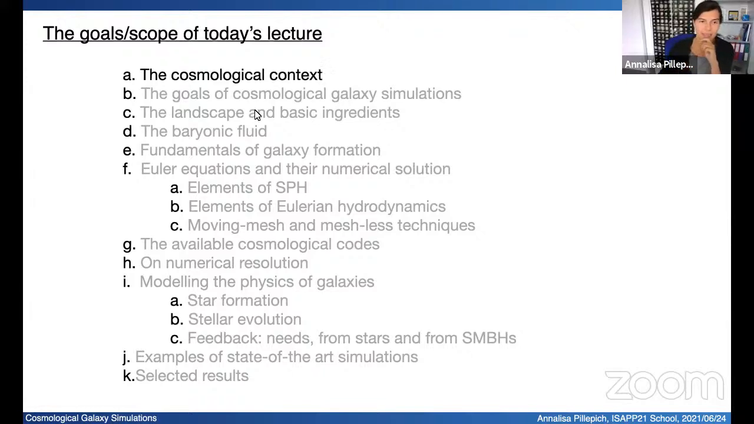Okay, so let's get started with the cosmological context. And if there are questions and I don't see them in the chat, please speak up.